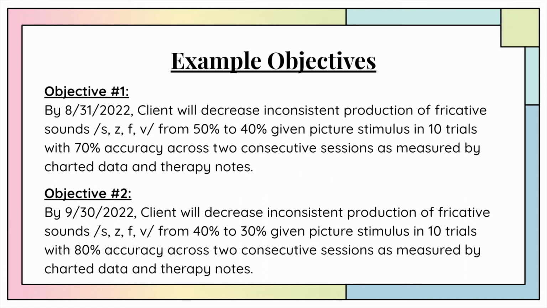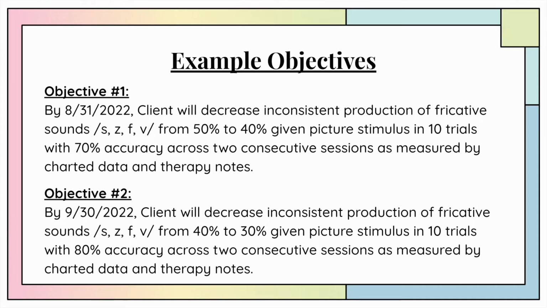And here is an example of 2 objectives for this goal. So objective 1 reads, by August 31st, 2022, client will decrease inconsistent production of fricative sounds S, Z, F, and V from 50% to 40% given picture stimulus in 10 trials with 70% accuracy across 2 consecutive sessions as measured by charted data and therapy notes.